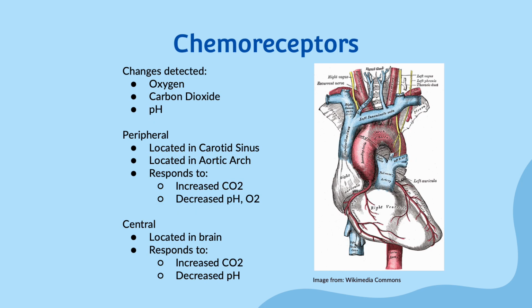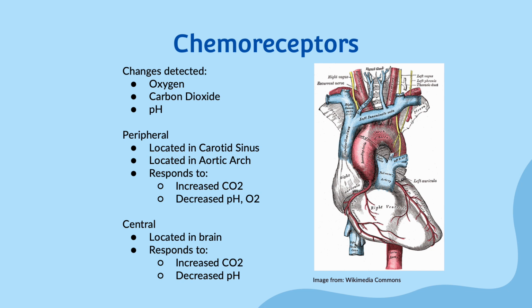Now, let's talk about chemoreceptors. Chemoreceptors are sensory receptors that detect changes in the concentration of chemicals such as oxygen and carbon dioxide in the blood. There are two types of chemoreceptors: peripheral chemoreceptors and central chemoreceptors. Peripheral chemoreceptors are located in the carotid bodies and aortic bodies, which are clusters of cells in the carotid sinus and the aortic arch, respectively.